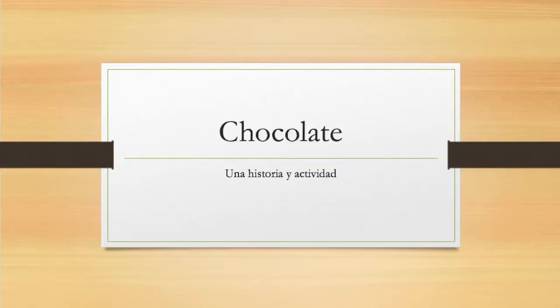Come on! Chocolate, una historia y actividad. Hoy vamos a aprender sobre chocolate. Today, we're going to learn about chocolate.